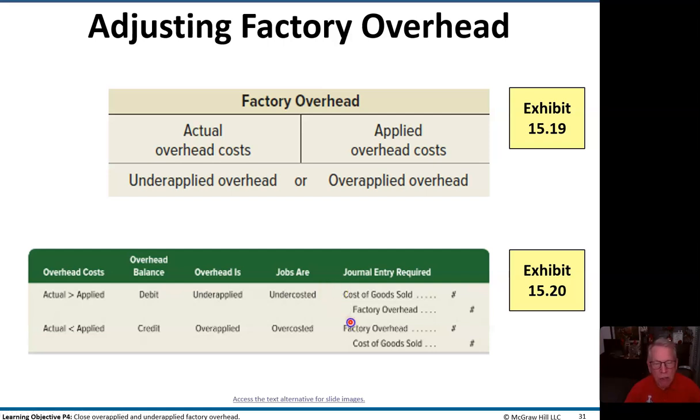While that does fix the $200 debit balance that we had, if you go back to that schedule I just showed you, the problem is that the jobs are still undercosted because this cost of goods sold does not go to the jobs. Now, if actual is smaller than what we applied, then the overhead balance is going to be a credit. We will be over applied, the jobs will be overcosted, and we do the opposite journal entry where we debit factory overhead and credit cost of goods sold. Very important.